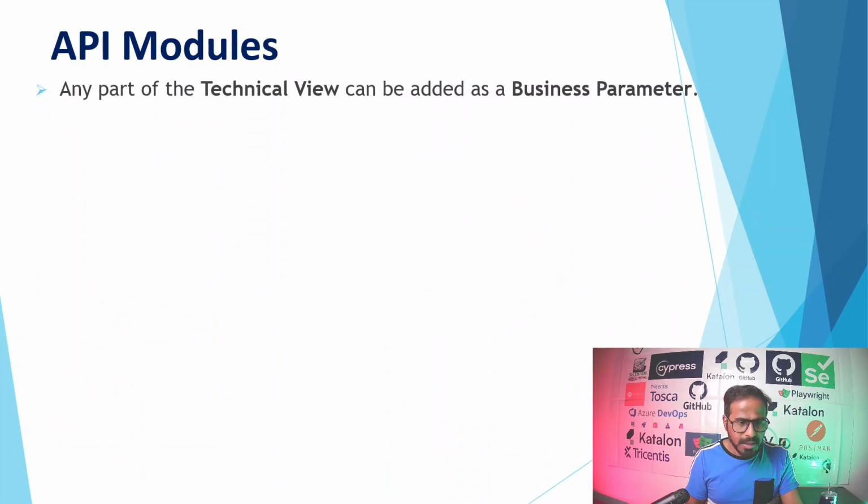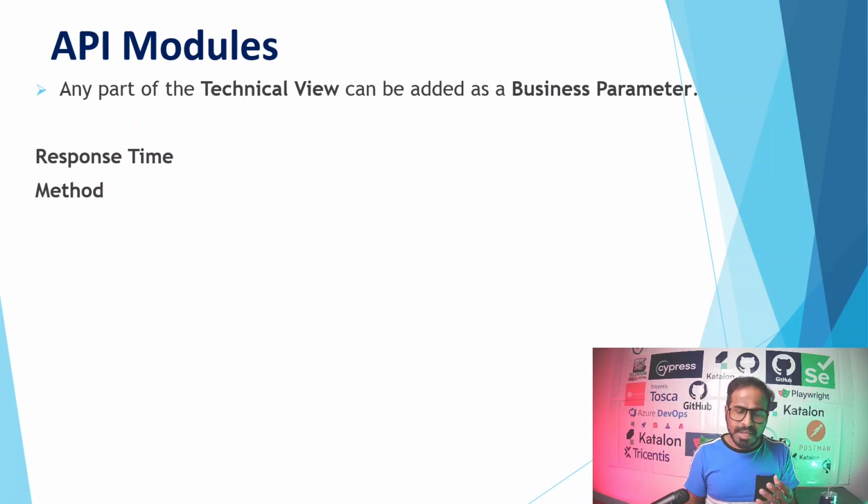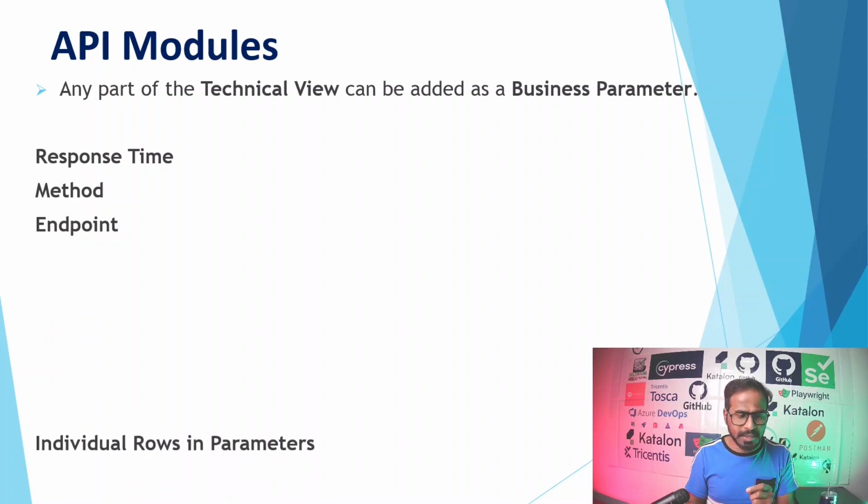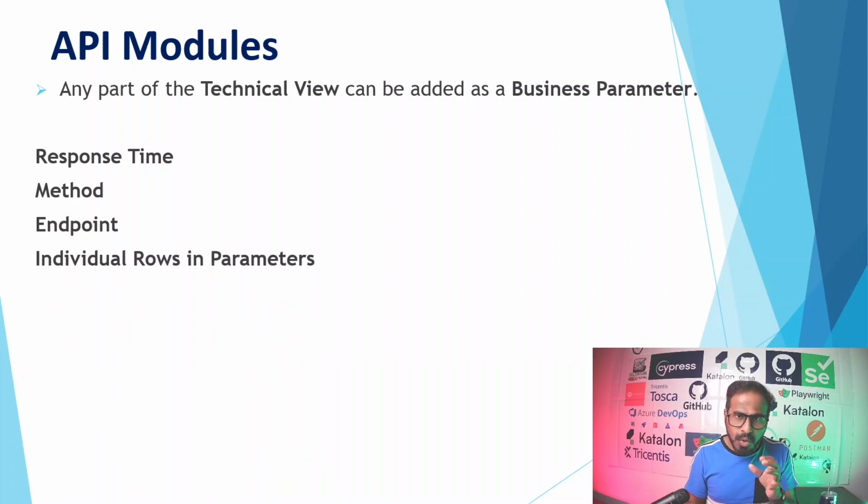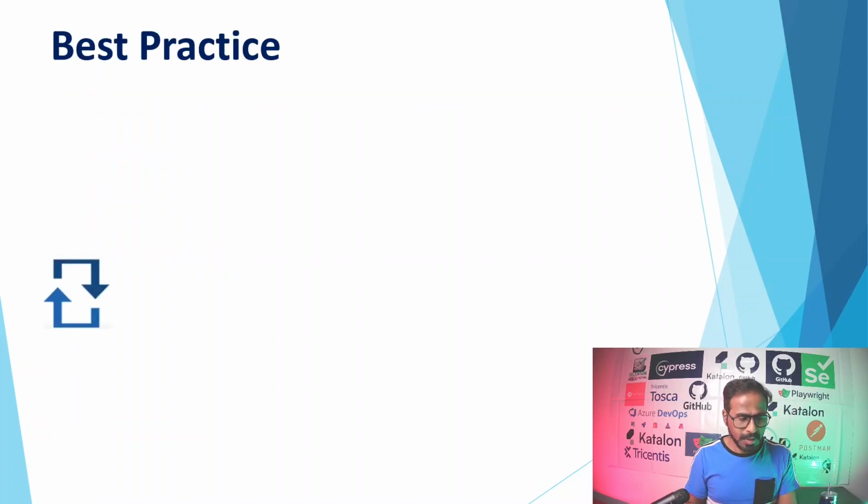So here, any part of the technical view can be added as a business parameter. What are all the different things that you can add? You can add response time as a business parameter, method as a business parameter, endpoint as a business parameter, individual rows in the parameters as a business parameter, and header can be added as a business parameter. Okay, so now let us see some best practices.